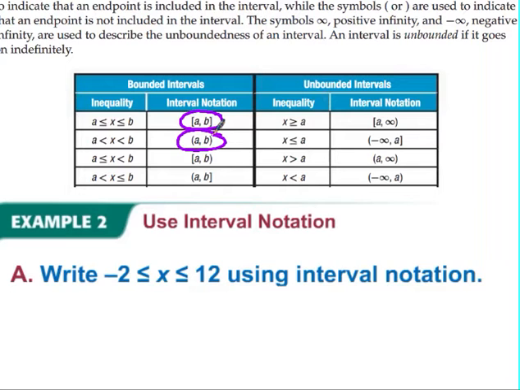Okay, so I'm going to go ahead and look at this right here. It says write -2 is less than or equal to x is less than or equal to 12. So now I need to think, if I was going to graph that on the number line, it's going to look something like, here's 0, we'll go by 2s, 4, 6, 8, 10, 12. What's going to happen? What am I going to have?